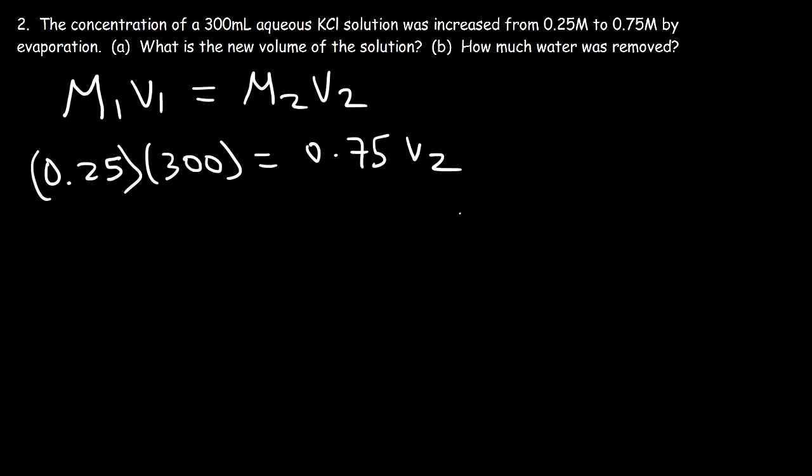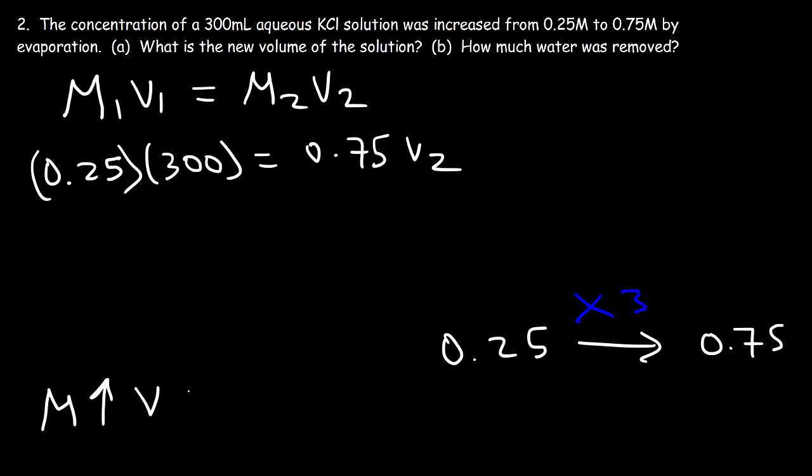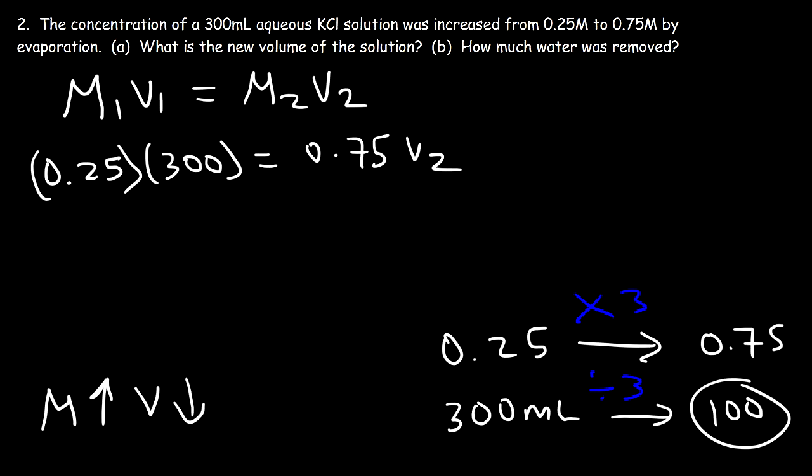Now let's think about this conceptually. The concentration was increased from 0.25 to 0.75. That means it was increased by a factor of 3. If you increase the concentration, the volume has to decrease. So if the original volume is 300, to find the new volume, conceptually, divide it by 3. So the new volume should be 100. But let's get that answer using the equation. 0.25 times 300 is 75.